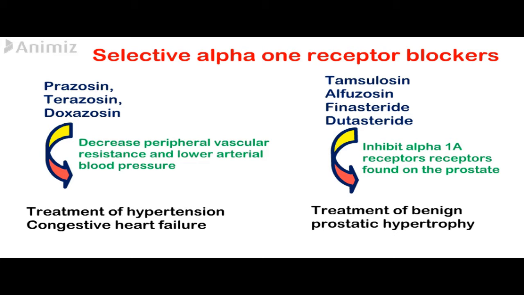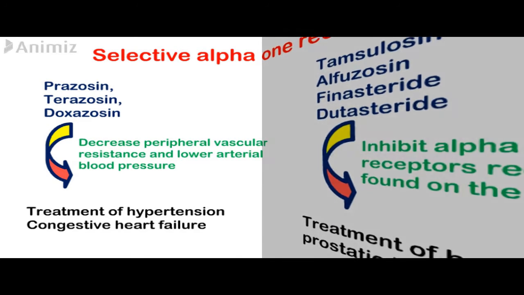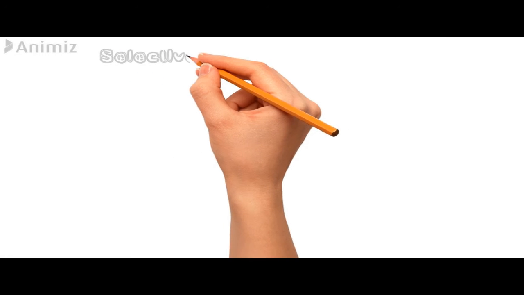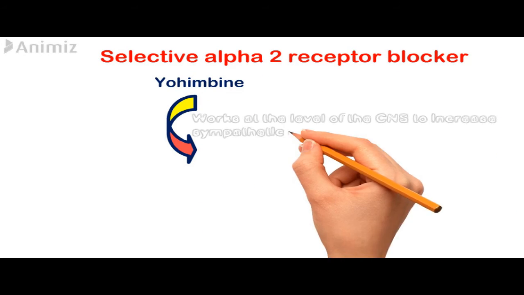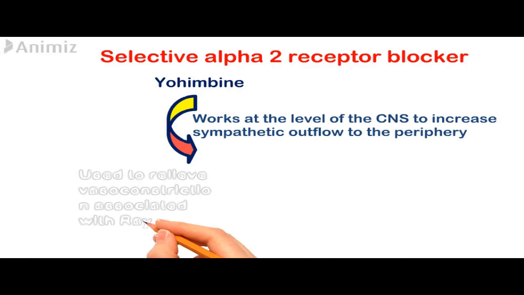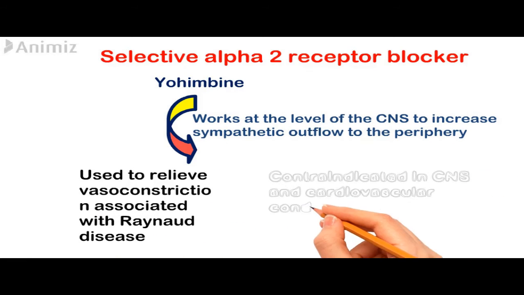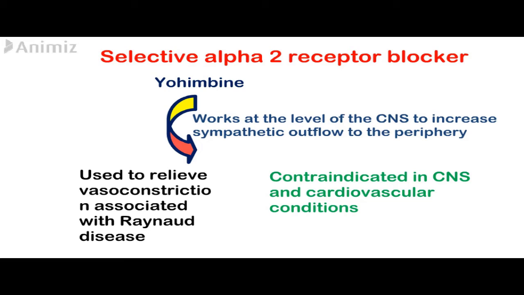The last agent of the alpha receptor blockers is yohimbine, which is a selective alpha-2 receptor blocker, and it works at the level of the CNS to increase the sympathetic outflow to the peripheral nervous system. It is mainly used in Raynaud disease, which is a condition that decreases the blood flow to the fingers. This drug is contraindicated in central nervous and cardiovascular conditions because it is a stimulant.